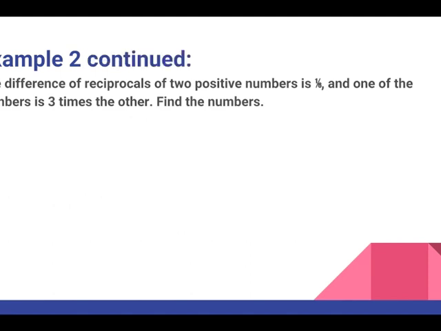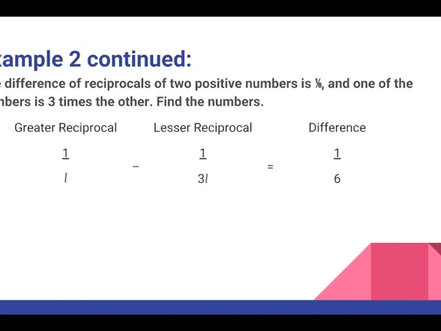So since these are both positive numbers, we want to write them in the correct order. So we're going to take the greater number minus the lesser number to get the difference. So we'll have 1 over L minus 1 over 3L equals 1 over 6.